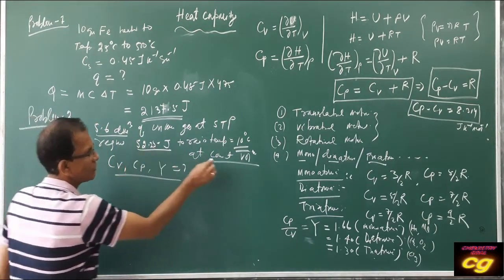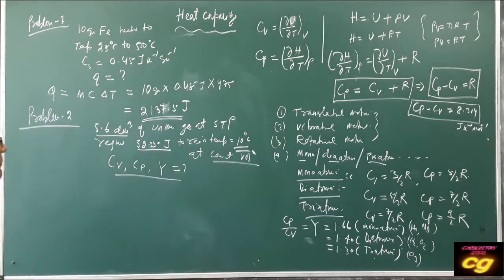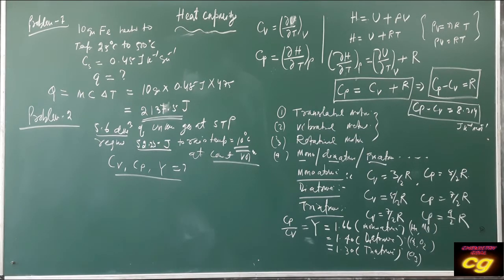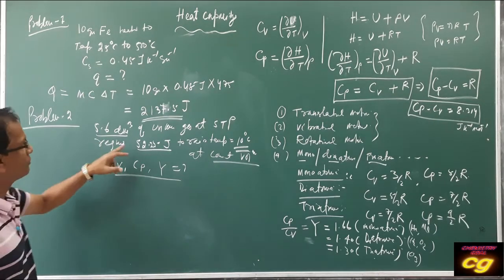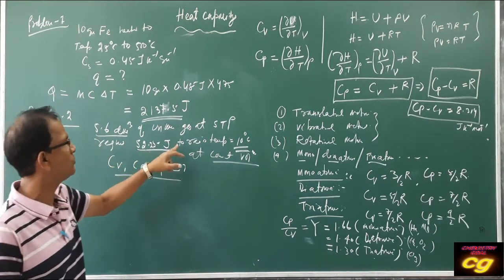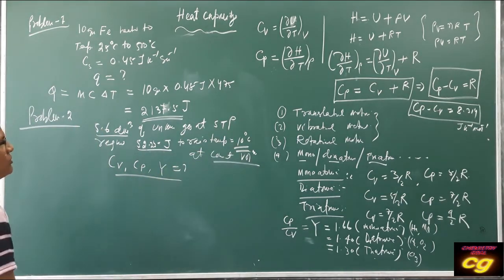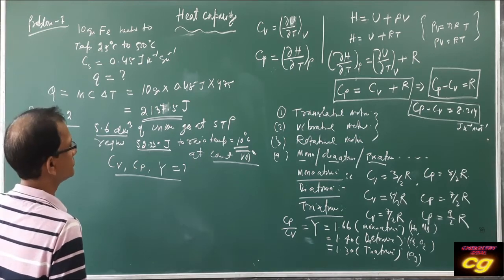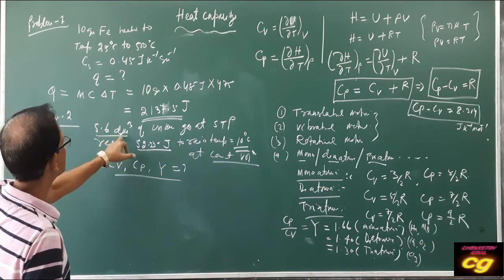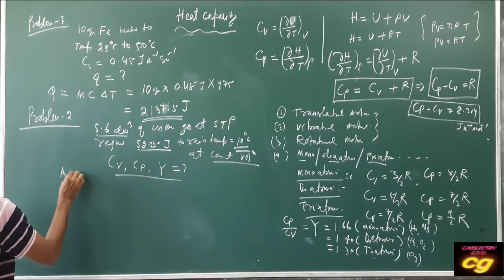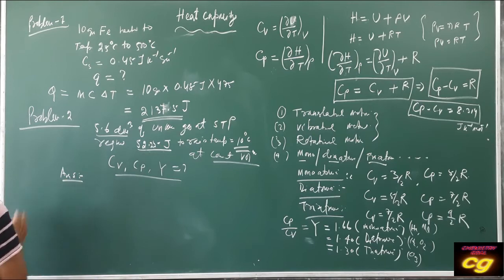That much heat at constant volume means what is given? It is related to Cv. 52.25 J to raise the temperature by 10 degrees. But we know, you see, 5.6 decimeter cube of unknown gas at STP.